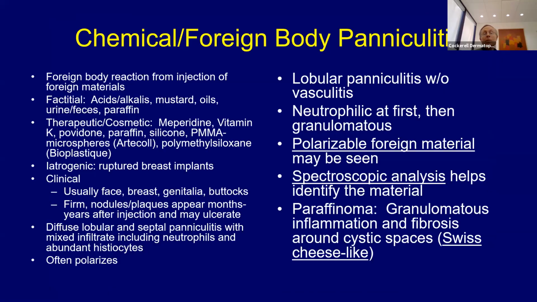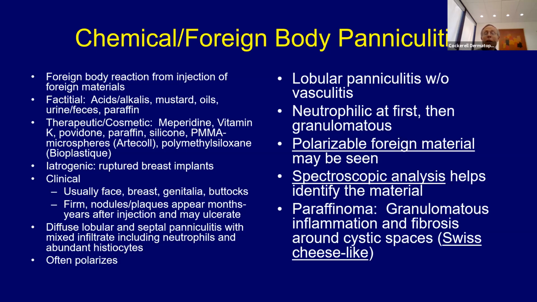And then people like to inject things in their skin, unfortunately. People like to inject silicone to make their buttocks bigger. Breast implants rupture, they get secondary chemical panniculitis. People inject a lot of other things into their skin. Sometimes they inject milk, they inject vitamins, and all sorts of things get injected into the fat. And once again, this is a diffuse, non-specific inflammatory reaction. There's often neutrophils, there's granulomatous inflammation. You can polarize it, and you'll see evidence of polarizable foreign material.